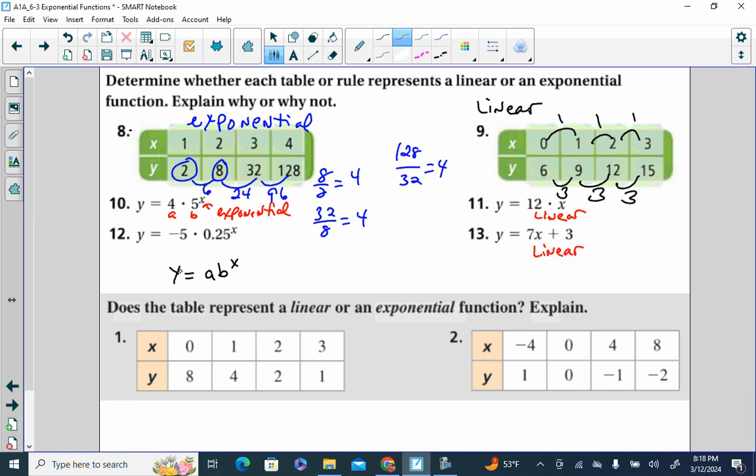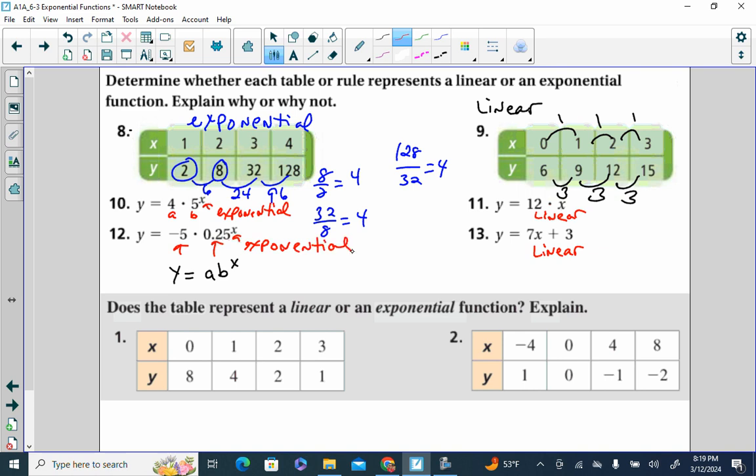When I look at problem 12, we see that, once again, we want to see if it meets the definition where a doesn't equal 0. Right, here's my a, doesn't equal 0. We have b does not equal 1, and b is greater than 0. And that's to the power of x, so we know that that's exponential for problem 12.